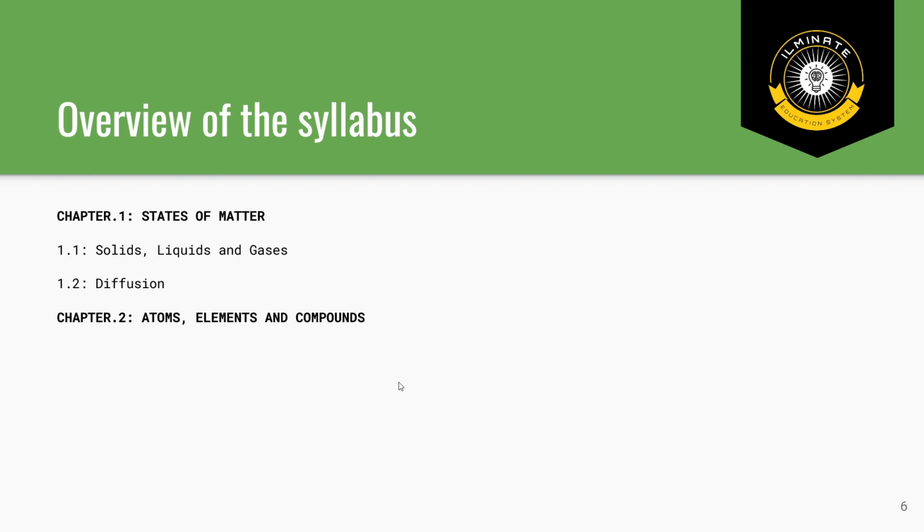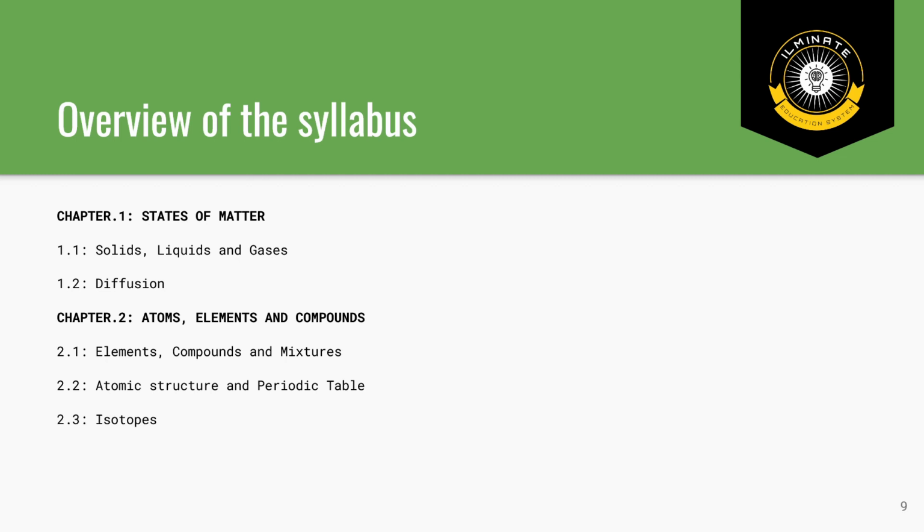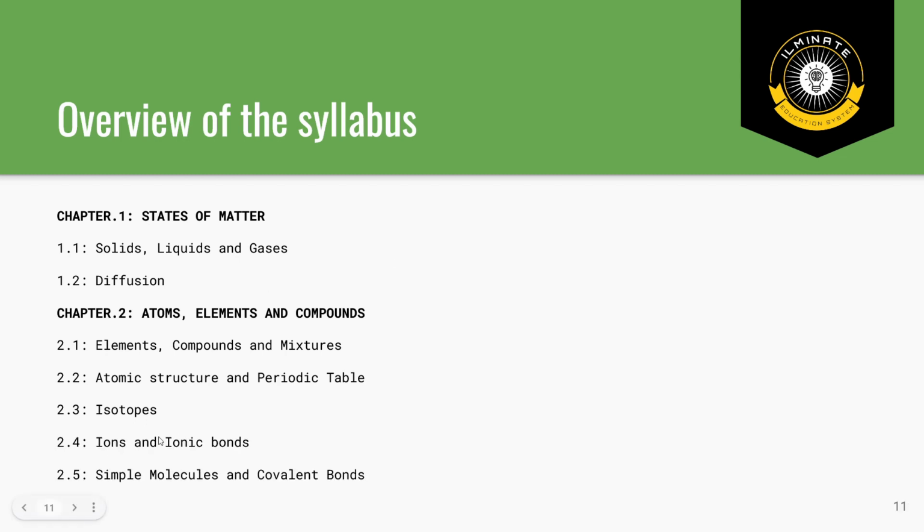And then we have chapter 2, atoms, elements, and compounds. We'll be looking at the difference between elements, compounds, and mixtures. We will have the atomic structure and periodic table, and how the atoms are divided in the periodic table. Then we have the isotopes, which are simply different versions of the same element. We'll be looking at that in detail. We have ions and ionic bonds. We have simple molecules and covalent bonds.